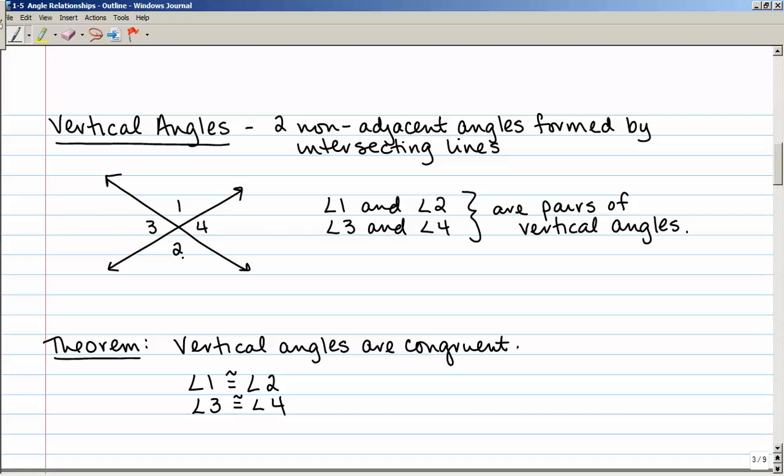So angles 1 and 2 are a pair of vertical angles, and angles 3 and 4 are another pair of vertical angles. And here's your first theorem. Vertical angles are congruent. So angle 1 is going to be congruent to angle 2, and angle 3 is going to be congruent to angle 4.